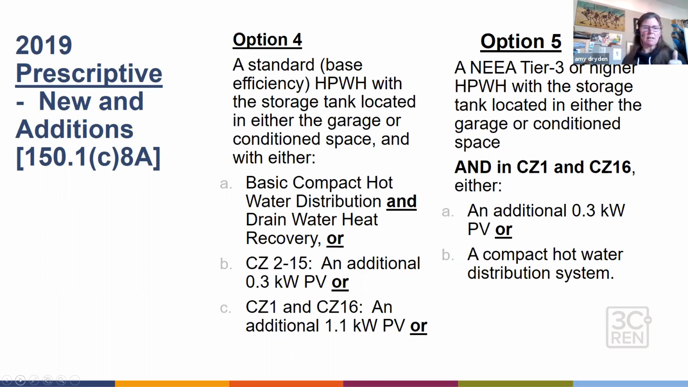The other option, and you can see the Energy Commission has structured this in such a way to kind of push people toward higher efficiency selection. If I do a NEEA tier 3, right, I'm done. Except in climate zone 1 and 16, where it's a little bit colder, right? And so you're not getting as high efficient operation of the appliance as Russell mentioned earlier. So I can do either additional PV, or I can do compact hot water distribution to kind of balance out that colder climate performance. But you can definitely see the way the CEC is structuring it, like, hey, easy move, select NEEA tier rated 3.